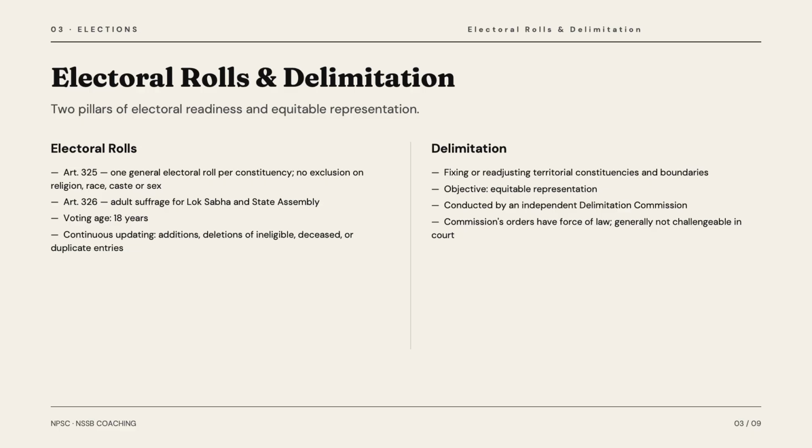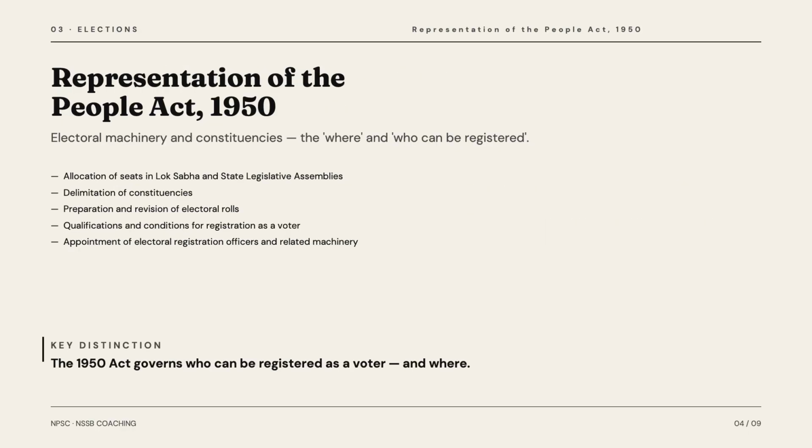Yes, it's the Delimitation Commission that delimits constituencies. It fixes or readjusts territorial constituencies and boundaries. The objective is equitable representation. I don't need to explain further on delimitation. And this is the Representation of the People Act. Tomorrow we will have a very detailed discussion on the RPA Acts of 1950 and 1951. Now this is just to give you a background of what they are all about.